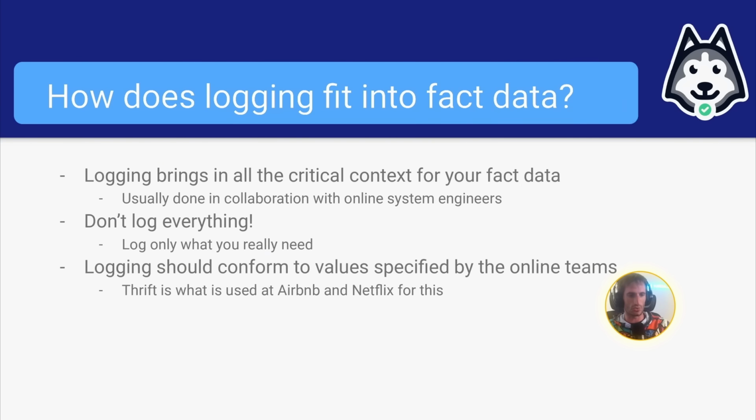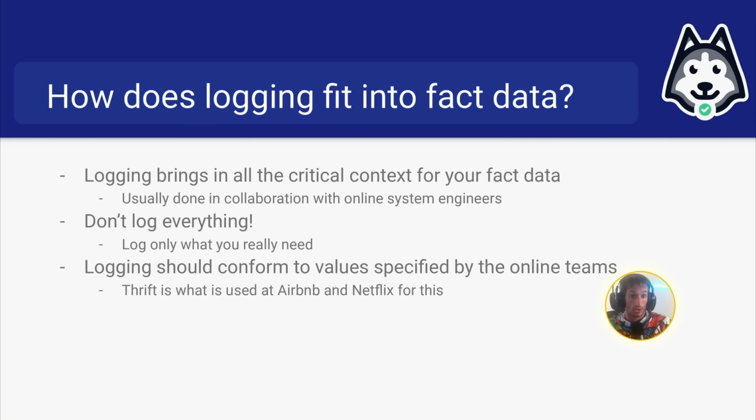Okay, so we talked a lot about logging. How does logging fit into fact data? Logging should give you pretty much all the columns that you need, except for maybe some of the dimensional columns. And those, honestly, probably shouldn't even be in the data table to begin with. You should just have the IDs, and then people can join on those IDs to get the dimensions they need. That can be a very big, important thing.